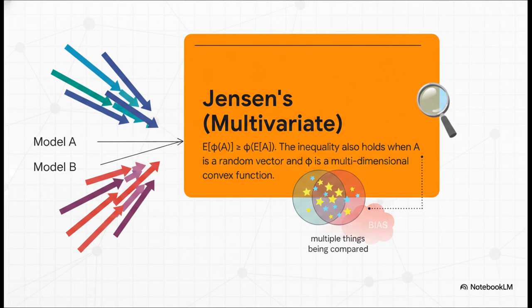And here's the thing. This rule doesn't just work for single numbers. It works for vectors, for whole lists of numbers, too. And that is so important because in machine learning, we're pretty much always dealing with multiple things at once. Multiple models, multiple features, you name it. And that's exactly where this bias starts to sneak in.